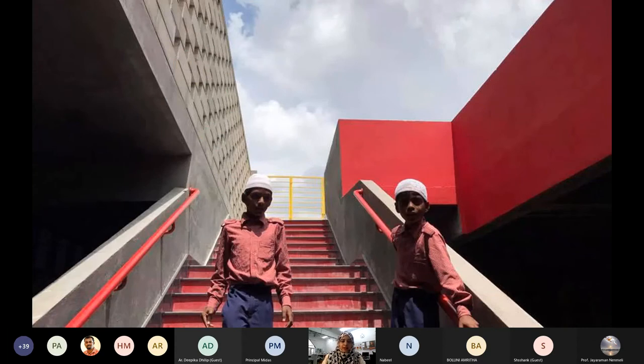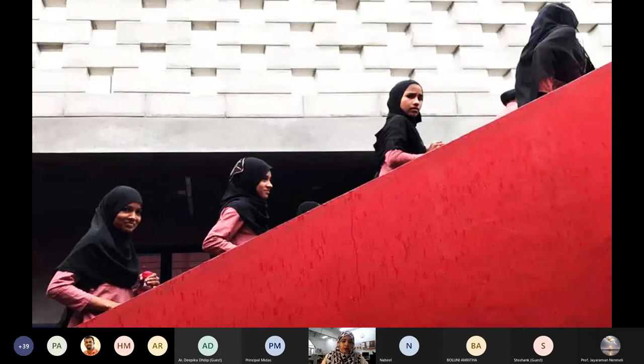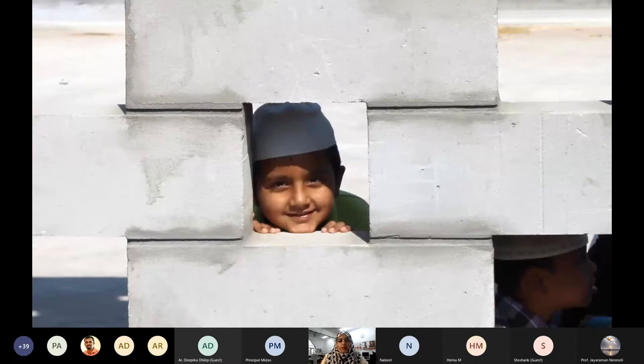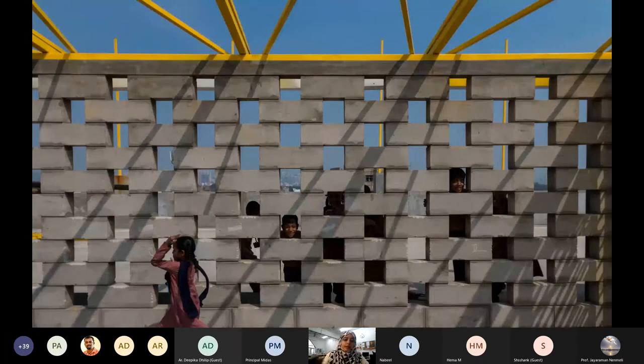This is a double height space that lets sunlight into the heart of the building. It was supposed to have a skylight, but the skylight was added much later when they were able to raise funds for that. So a lot of times the rain used to come into the building and the kids used to play in the rain inside their school. And this is a perforated block wall towards the north that brings in cool air and provides shade. Children also learn in its shade. And you can see the skylight was added later.